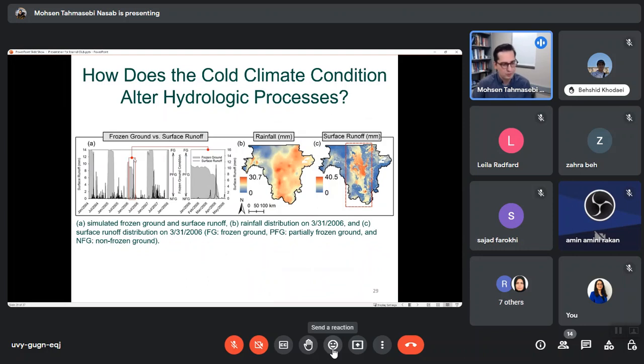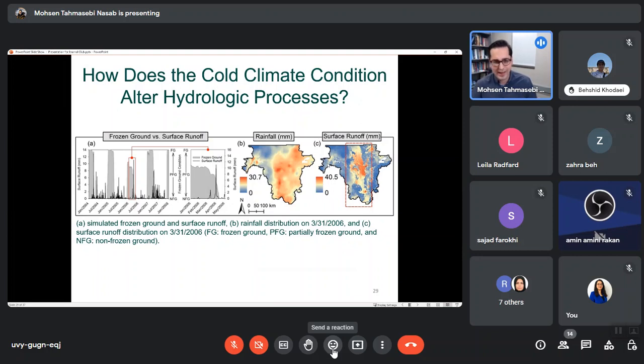So this area that I have a red box around it, this is around April. Right? So in April, and the gray box is your frozen ground. In April, the ground is partially frozen right over here. But you have surface runoff because snow is melting, right? Because the ground is frozen, but the snow is melting, and you have a rainfall on that day, rainfall does not infiltrate into the soil. Instead of that, it's going to run off the surface. So these are the model results. This is the surface runoff produced by the model.